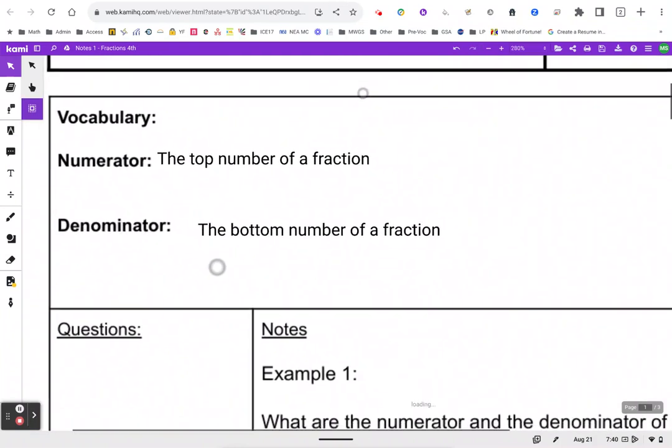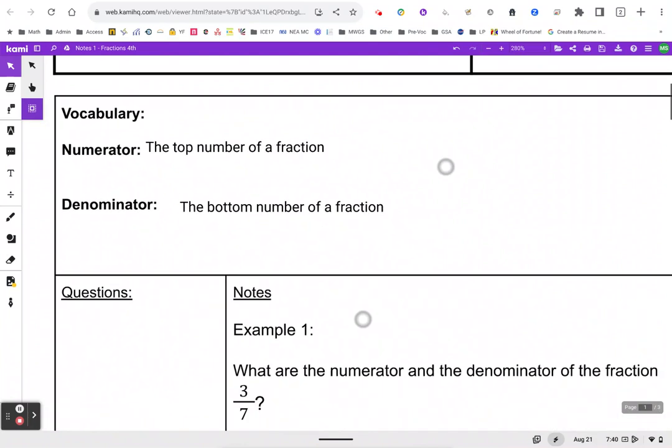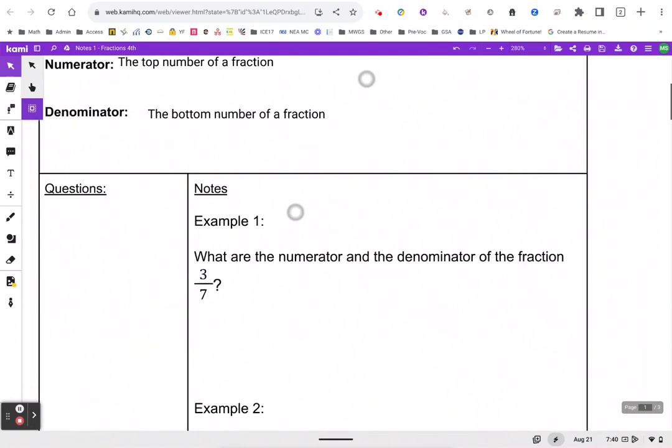I've already taken the opportunity to write down the first two definitions that I want you to have. The numerator, which is the top number of a fraction, and the denominator, which is the bottom number of a fraction. So go ahead and write those down. If you need to pause to do that, go ahead, and then when you're done, unpause, and we'll go to the next example.